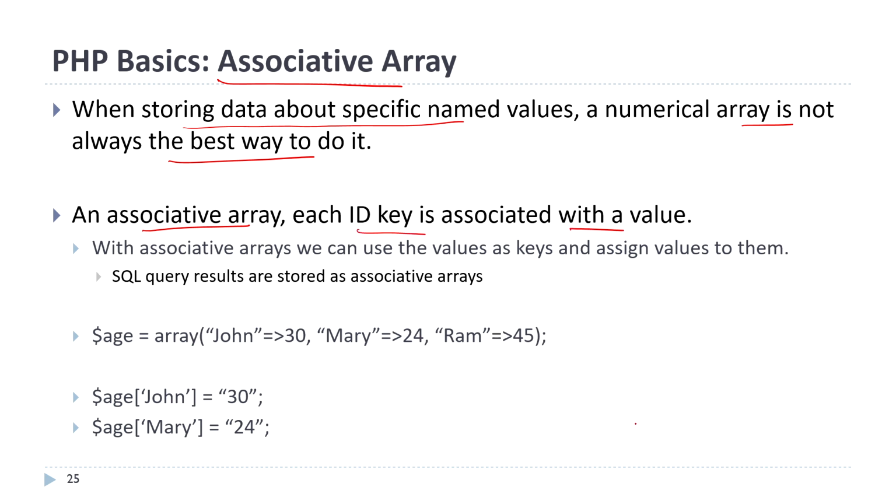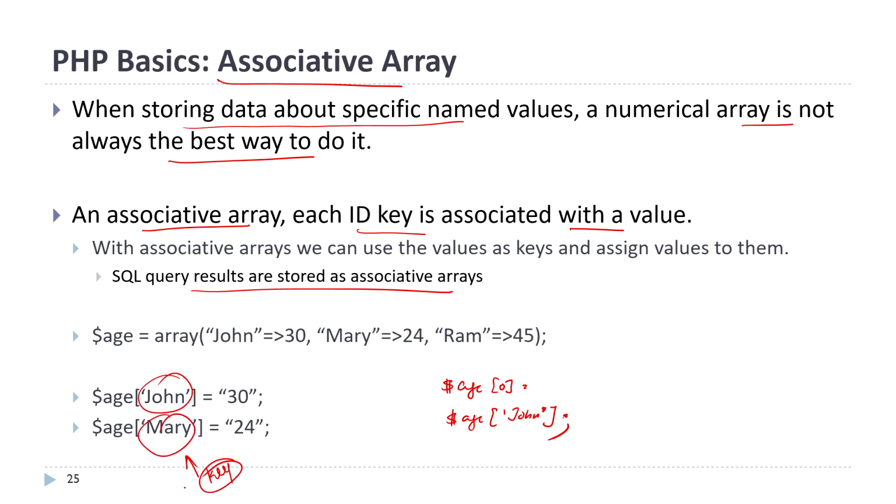For example, if you want to store the age of people, I can say $age equals array, John 30, Mary and so on. Then, instead of declaring $age[0] and remembering it as John, I can say $age['John'], with single quotes. If I do this, it will return the value 30. So in such arrays, instead of using a numeric value as index, you can use a key. This is the key.